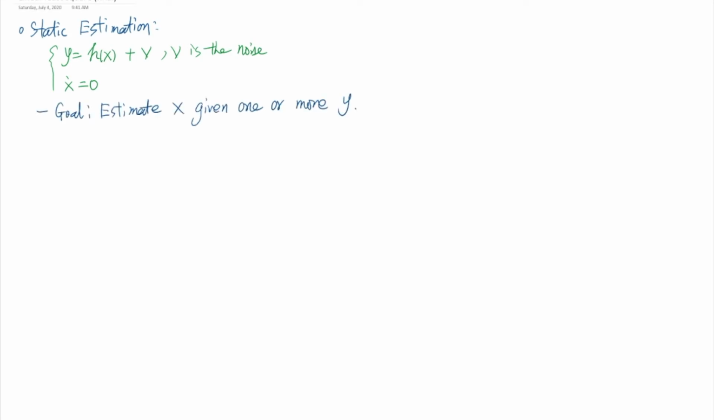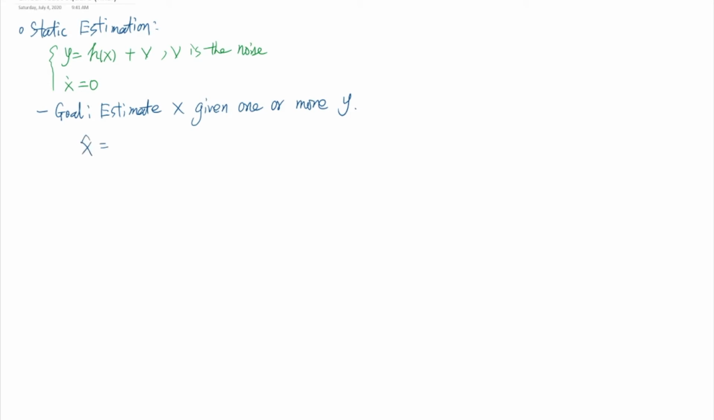The definition of static estimation is very simple. It just means the state of the system is static. In other words, x dot is equal to 0. The measurement of the system can be very general nonlinear. That means that y equals h of x plus v, in which v is the measurement noise. The goal of static estimation is basically just to estimate x given one or more y.